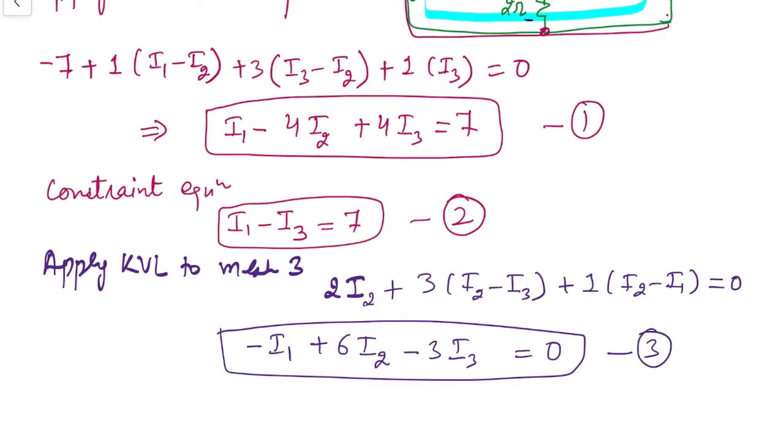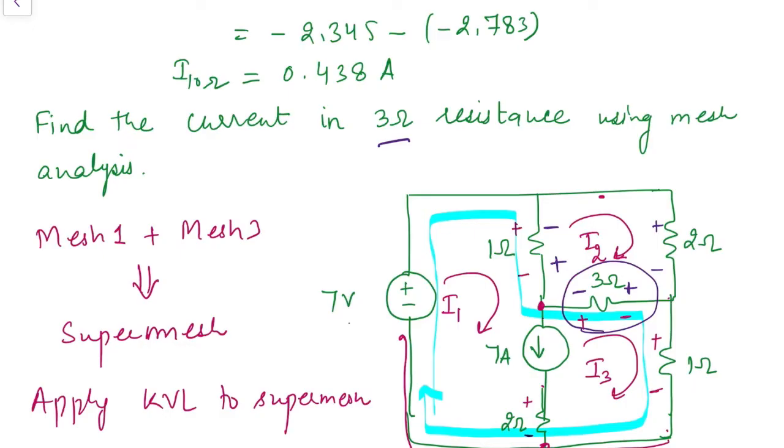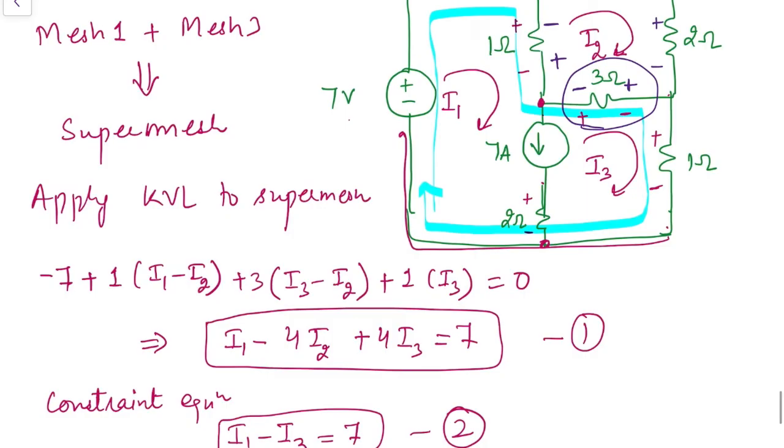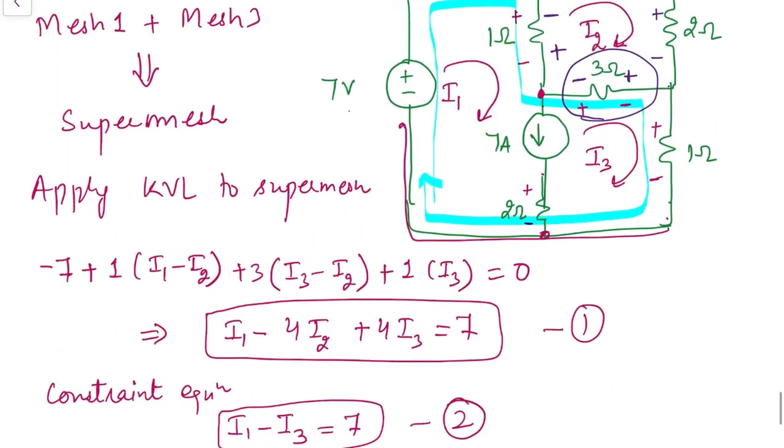Now when these equations are solved simultaneously, I1 is 9 ampere, I2 is 2.5 ampere, I3 is 2 ampere. So our question was, we need to find the current through the 3 ohm resistance, this one. So it's either I2 minus I3 or I3 minus I2. As I2 is more, it is I2 minus I3, so 0.5 ampere. Sorry, no, it's in just the opposite direction, from right to left. I2 is more as compared to I3, so obviously the resultant current will be in the same direction as I2.